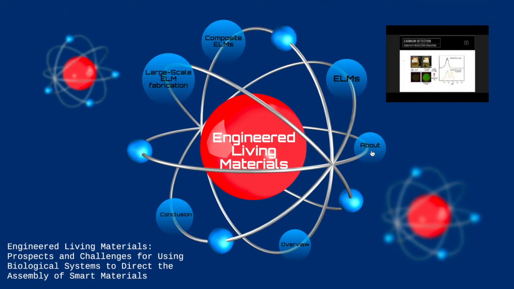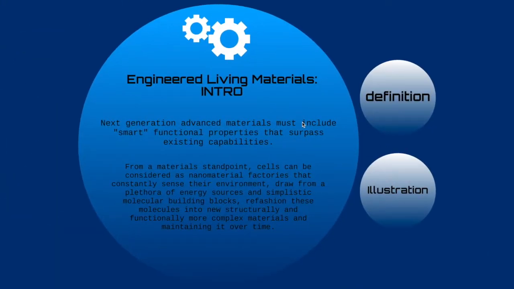So we will go to the definition of engineered living materials. Next generation advanced materials must include smart functional properties that surpass the existing capability. From this, and also the early slides, we have a new standpoint that cells can be considered as nanomaterial factories. They can refashion all these molecules into new structures and new functions, giving new complex materials, and they can maintain over time. That is the idea why we are using engineered living materials.